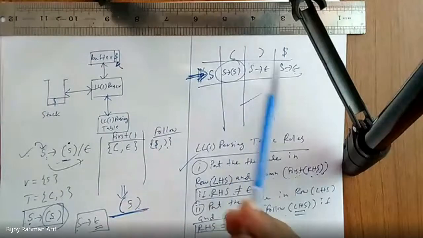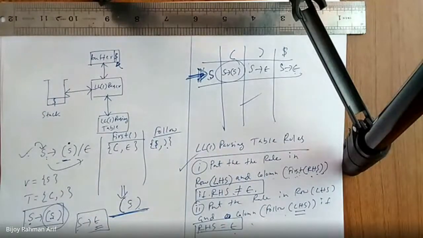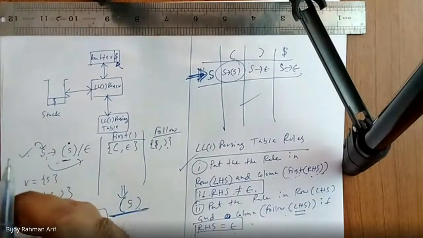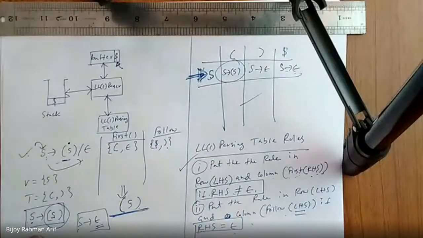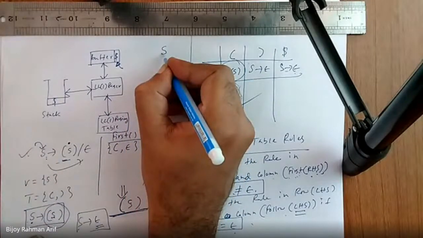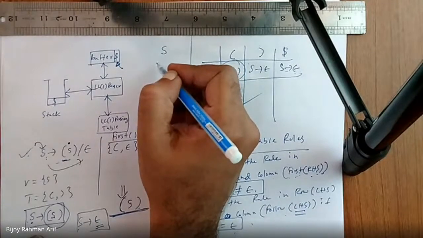Why are we creating this table actually? How is this table helping us to parse? LL1 is a top down parser. Am I right? So in a top down parser, what are we doing actually? We take a variable and then try to derive.